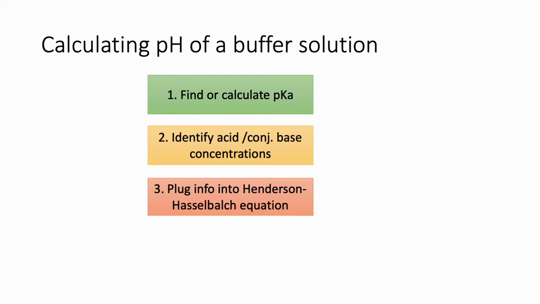The second thing you have to do is identify the acid and the conjugate base concentrations. People usually have no trouble finding the acid concentration, but because the conjugate base is usually part of a salt, as we talked about in our last video, sometimes people have a little trouble identifying it. The third thing we do then is, once we have our concentrations and the pKa, we plug that info into the Henderson-Hasselbalch equation and get our pH.